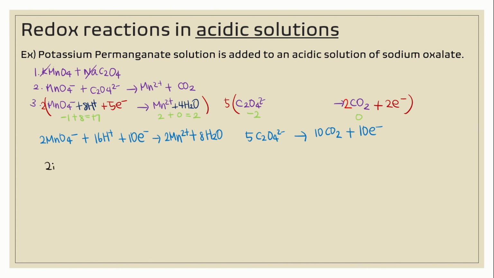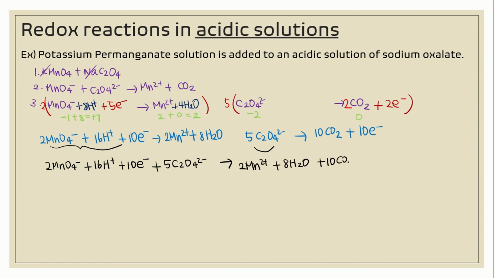And you will simply have to add these 2 half reactions. Add the reactants: 2MnO4 minus, 16 hydrogen, 10 electrons, 5 C2O4 2 minus. These are the reactants, and these will become 2Mn2 plus, 8H2O, 10 CO2, 10 electrons. And then lastly, you will have to cancel out the same molecules on both sides, which would be electrons. And then you will get the net balanced equation: 2MnO4 minus, 16H plus, 5C2O4 2 minus will become 2Mn2 plus, 8H2O plus 10CO2.